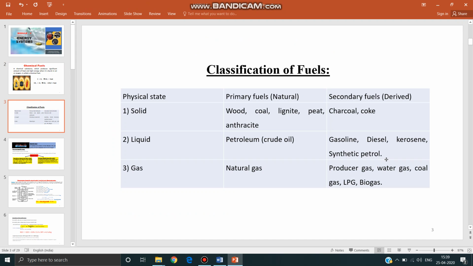Now, how do we classify chemical fuels? Based on their physical state, they can be classified into three groups: solid, liquid, and gaseous chemical fuels. But we can further classify these chemical fuels into primary fuels and secondary fuels. Primary fuel is what we can get directly from nature. Secondary fuels are derived from the primary fuels. So here we have given some examples of the primary fuels we can get from nature directly, and the secondary fuels derived from the primary fuels in all three states.